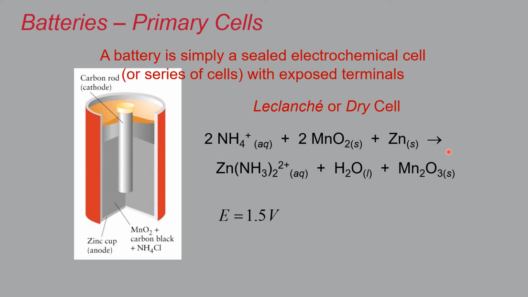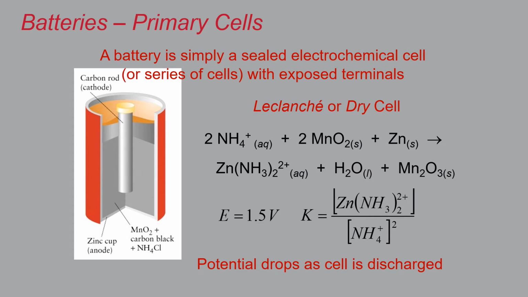Now the standard cell potential for this is 1.5 volts, or let me rephrase that. The cell potential at the construction composition was 1.5 volts. But the equilibrium constant, if you look at the reaction, is equal to the concentration of this zinc ammonia complex and the ammonium concentration. And so the idea is that as soon as you start using this battery, the potential drops.